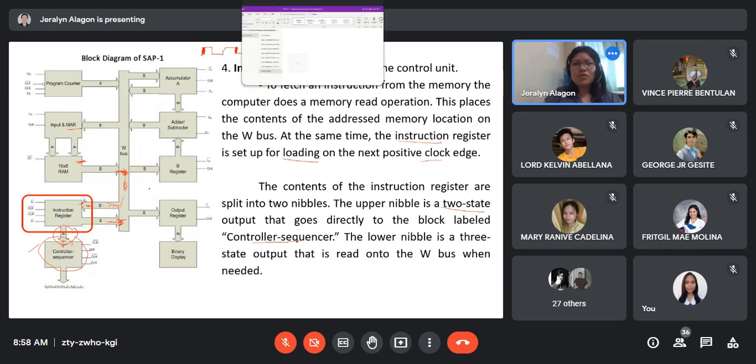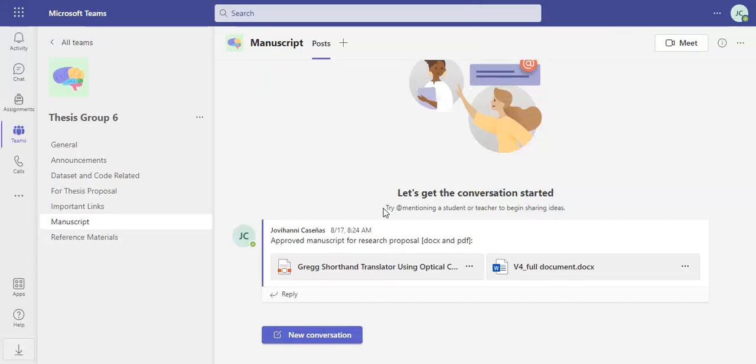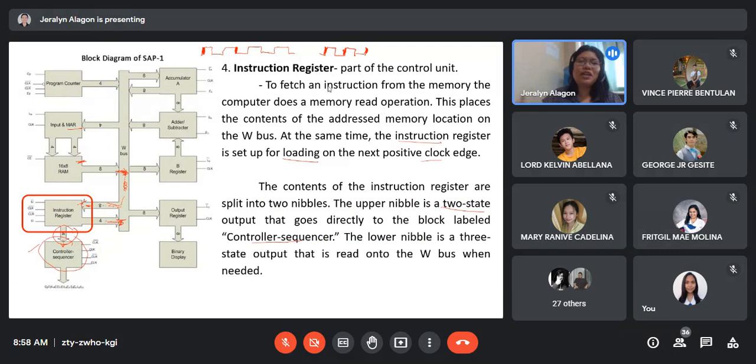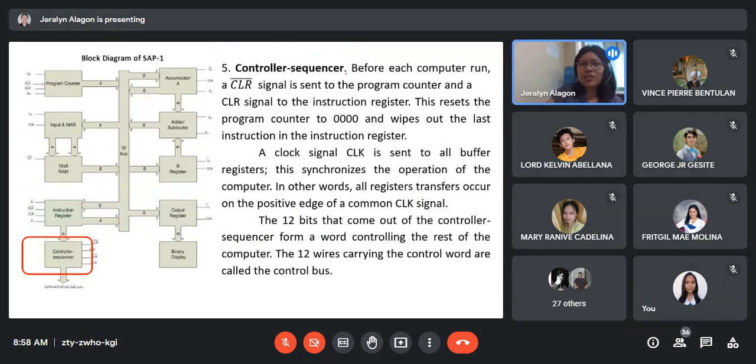Okay? So that's the instruction register. Next, the instruction itself. Okay. Next, controller sequencer.